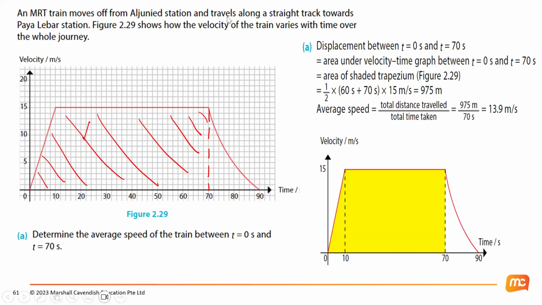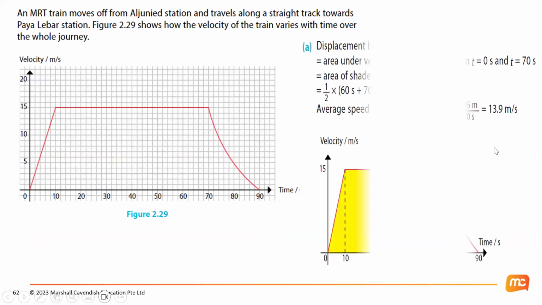Okay, so the formula is total distance over total time. The total distance is half times the sum of parallel sides, which is 60 plus 70, times the height, which is 15. Half times 60 plus 70 times 15 gives 975 meters. That's the total distance. And the total time it takes is 70 seconds, not 90 seconds, 70 seconds. So this will be my average speed, 13.9 meters per second.